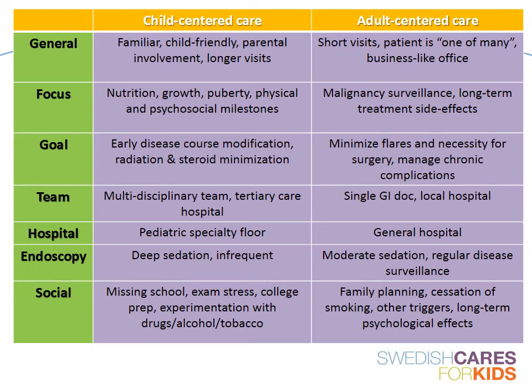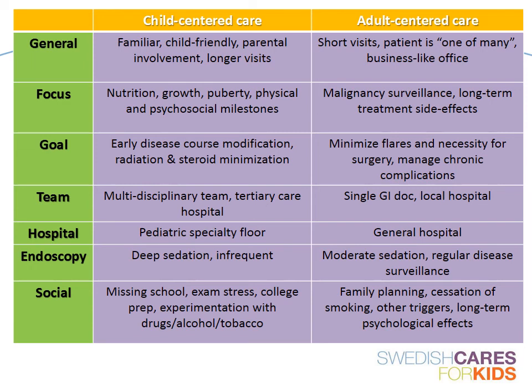The goals are different. In pediatrics, we're really focused on limiting radiation, limiting steroids, making sure that we're clearing the way for growth. And in adult-centered care, of course, they want to minimize any untoward side effects, but their focus is really around managing lots of chronic conditions together and managing a lifetime of complications that have all caught up with the patient.